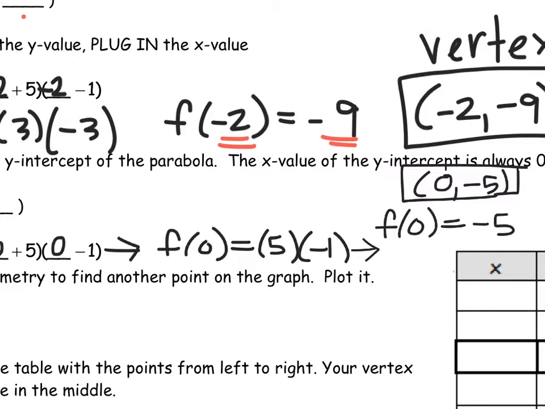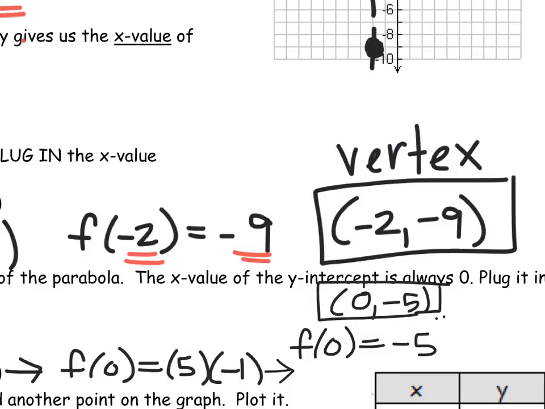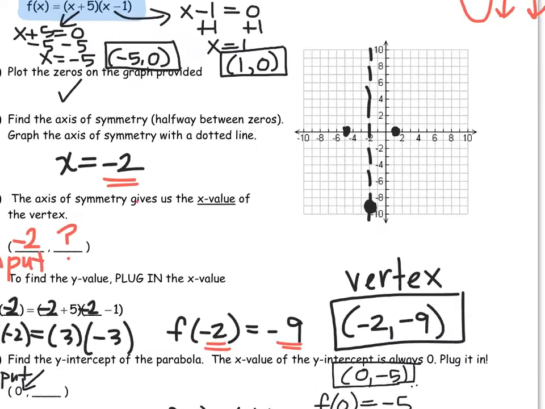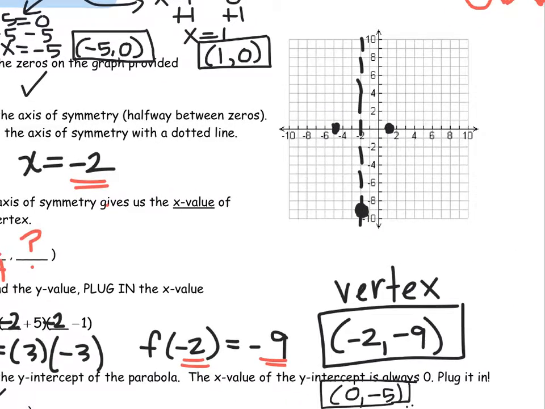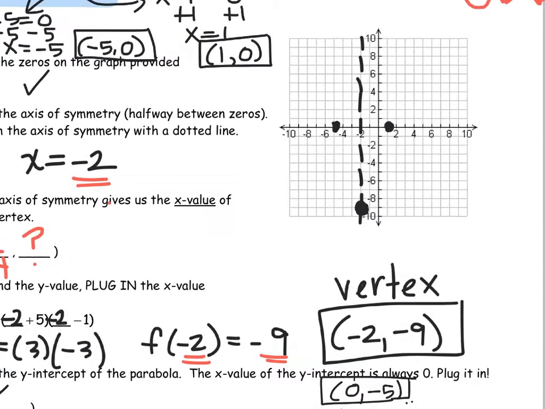All right, we're almost done. We're going to take this point 0, negative 5 that we just got and plot it. So I'm going to go up to my graph, and I'm going to find 0, comma, negative 5. So 0, negative 5 would be right here. I'm going to put a point there, 0, negative 5.